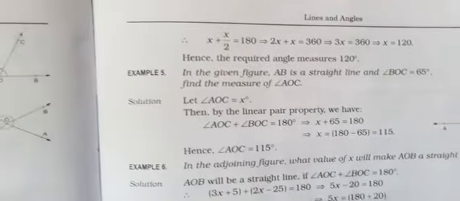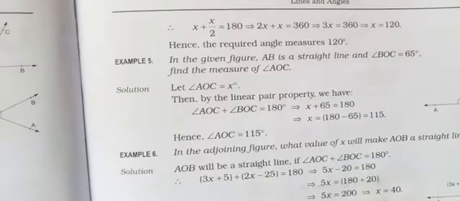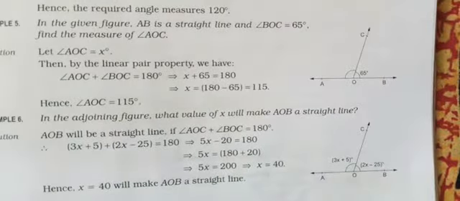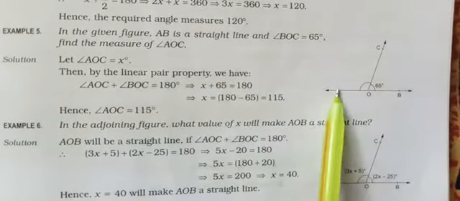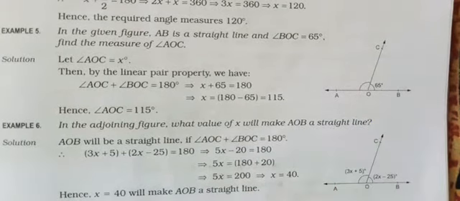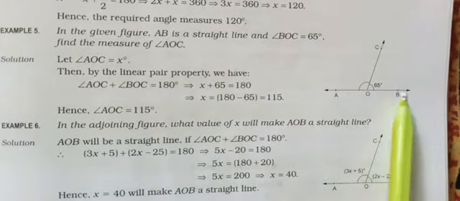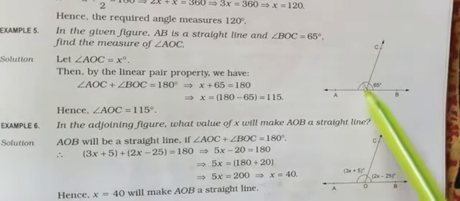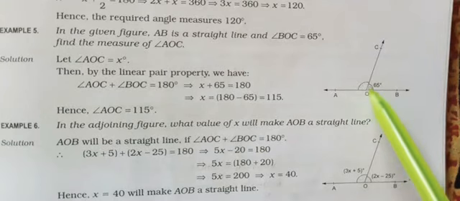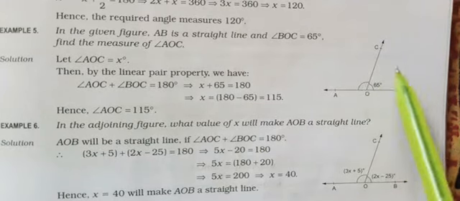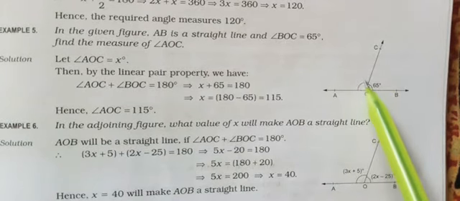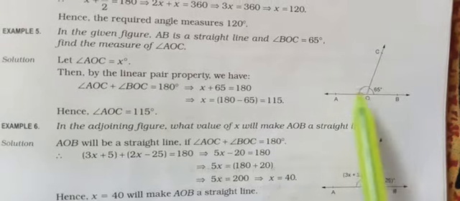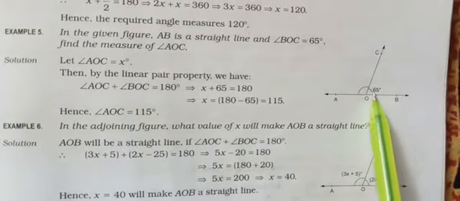Next, another example is given here. Look at the figure first. In the figure, this is a straight line. Now student, one thing you have to remember: if a straight line is given to you, then the angle made on one side of a straight line is always 180 degrees. You remember that. If we take one straight line, then the angle made on one side of the straight line will be 180 degrees. Okay. So now this angle is 65 degrees.